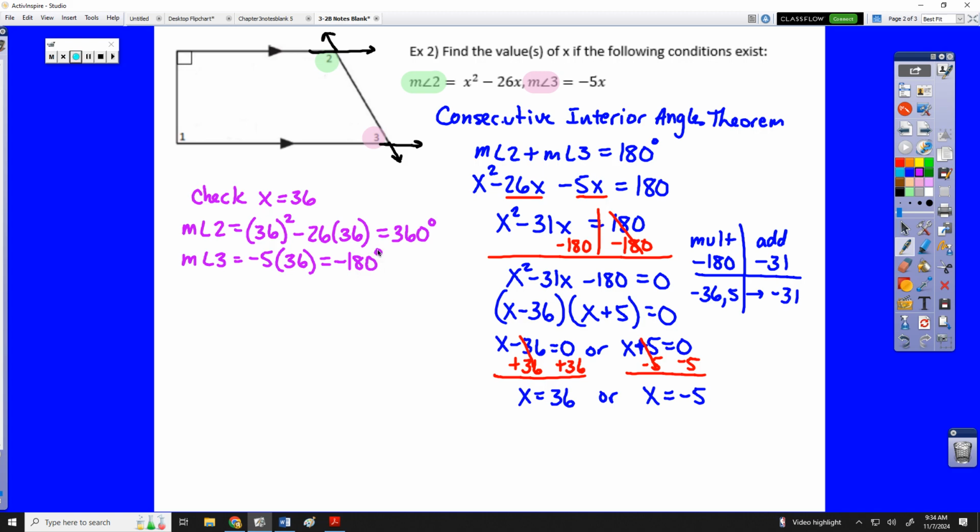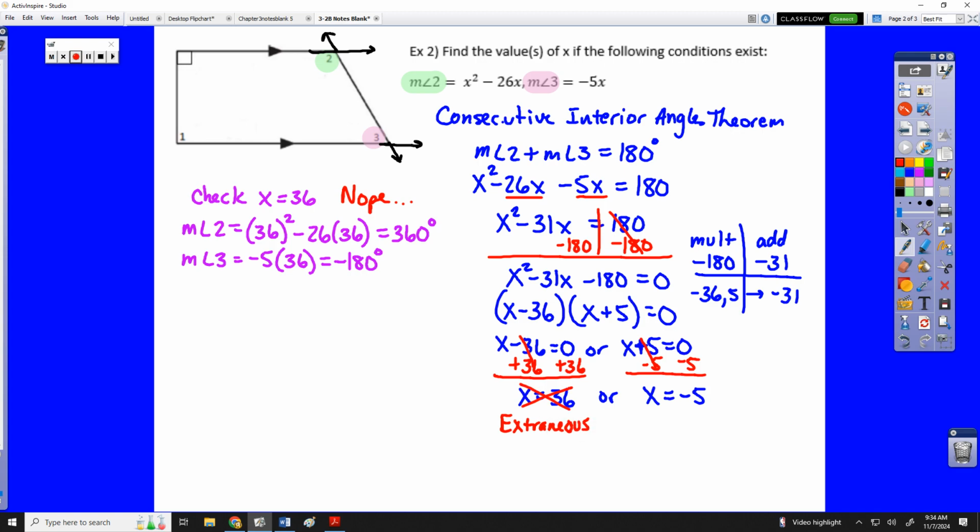Now notice that those numbers do add to 180, so algebraically there's absolutely nothing wrong with that answer. However, in geometry, in this picture, angle 2 and angle 3 have to be positive, which makes angle 3 impossible, and they have to be less than 180 degrees, which makes angle 2 impossible. So x equals 36 does not work. It is extraneous, and we throw it away.